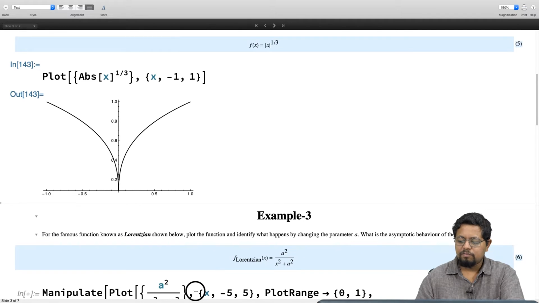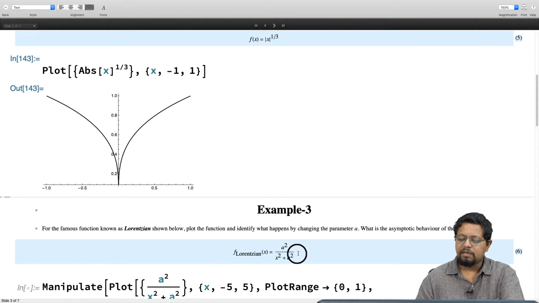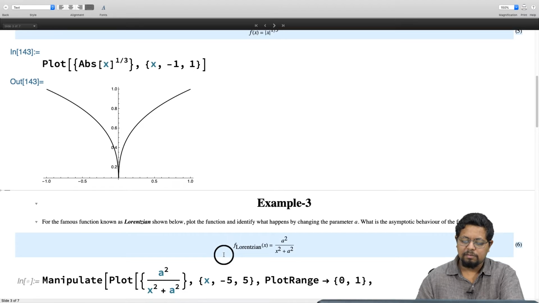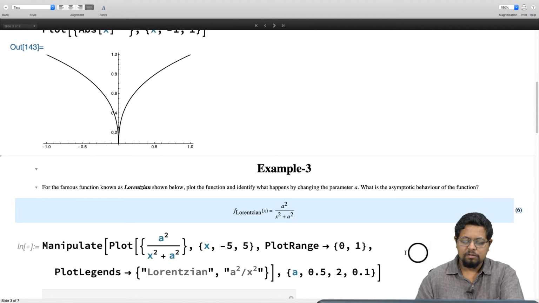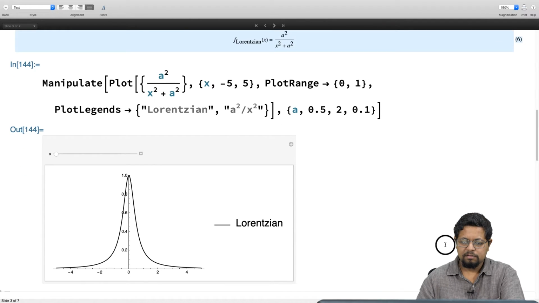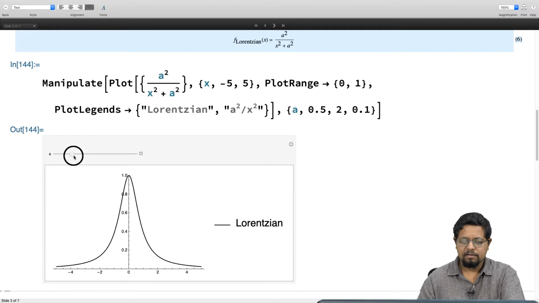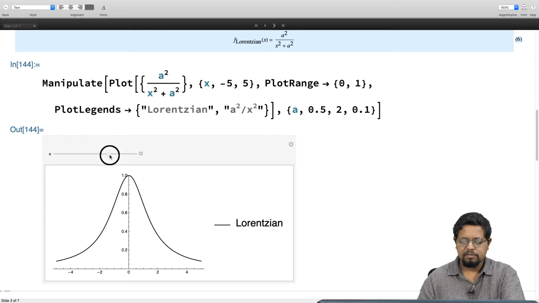So in order to do that, since there's a parameter a, we'll also understand what the parameter a does using the manipulate construct. For that, I'm going to use the manipulate command. I will manipulate the parameter a in the range of 0.5 to 2, and I'll plot the function a square by x square plus a square in the range of -5 to 5. When I execute that, I get this frame. I can slide a and see what happens.